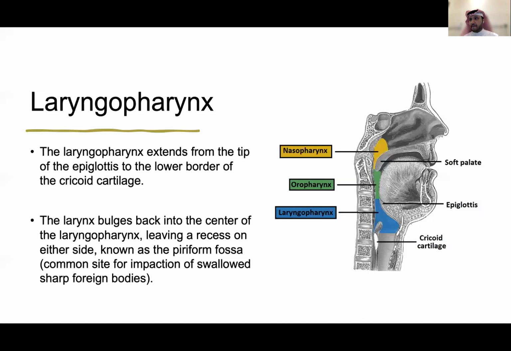Laryngopharynx. The laryngopharynx extends from the tip of the epiglottis to the lower border of the cricoid cartilage. The larynx bulges back in the center of the laryngopharynx, with a recess on either side. This is the piriform fossa, which is a common site where many foreign bodies can become obstructed. We'll go to the larynx.